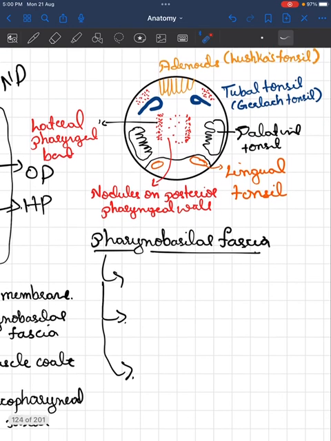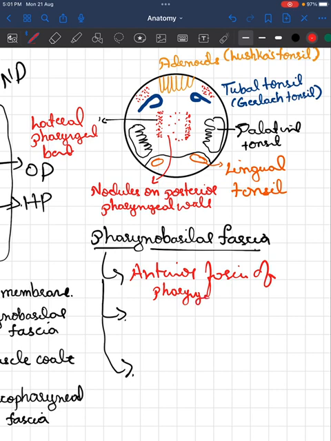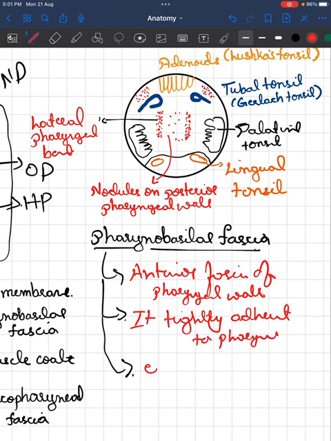Now the next layer, the third layer, is the pharyngobasilar fascia. It is the fascia of the pharyngeal wall. It is tightly adherent to the pharynx, and it extends over the tonsil to form the hemicapsule.